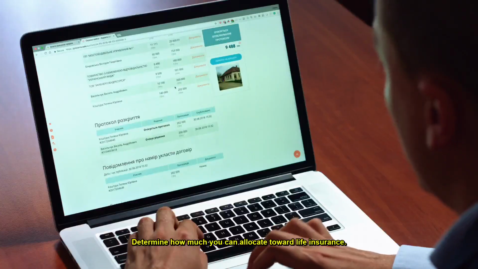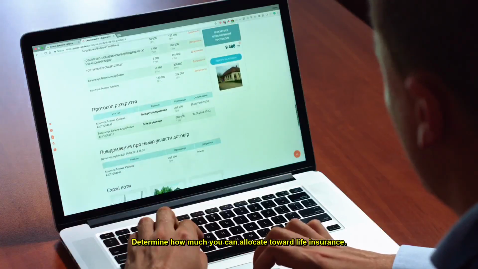Determine how much you can allocate toward life insurance. Research New York Life Insurance products that meet your needs. Consider factors such as term length and coverage amount. Use New York Life's online budgeting tools for guidance.